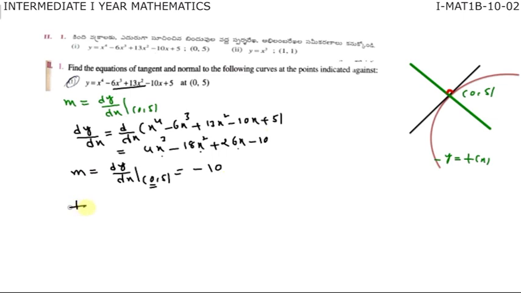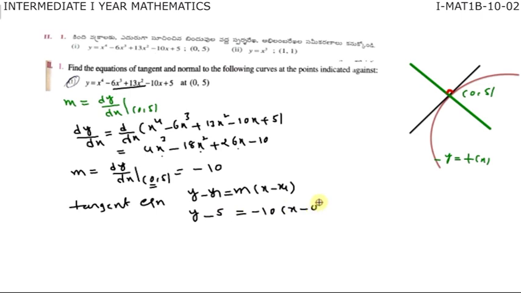Now the tangent equation. Tangent equation formula: y minus y1 is equal to m into x minus x1. So y1 is 5 here, m is minus 10, and x1 is 0 here. So overall, y minus 5 is equal to minus 10x. If I bring this term to this side, 10x plus y minus 5 is equal to 0. So this is the equation of the tangent.